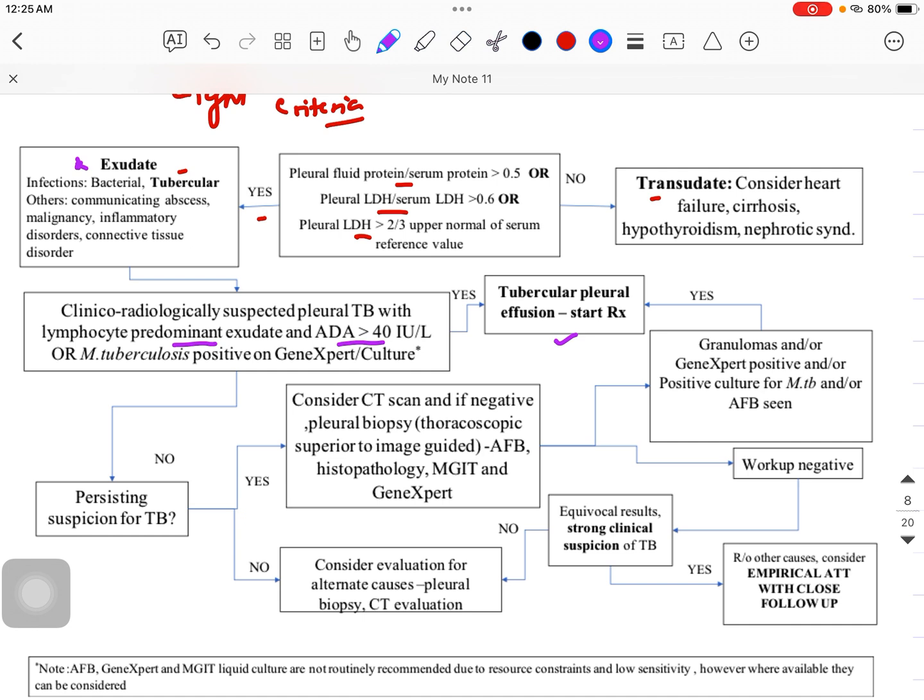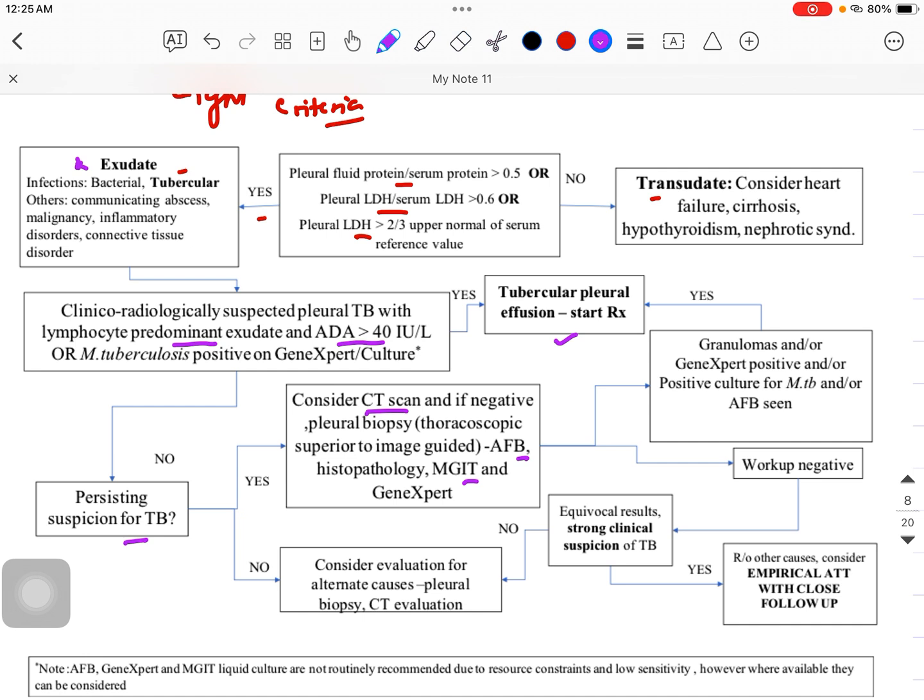So if it is tubercular pleural effusion, you can start with the ATT drugs, right? Let's say after doing the thoracentesis, you did not find the lymphocyte count high, or the ADA count is high, these both are low. Then in that case, still because you are suspecting clinically and radiologically that there is TB, but you are not getting confirmation from the labs, still there is a doubt for tuberculosis. So in that case we shall go for the CT scan and the biopsy, right? And after taking the biopsy, what are the samples which we need to send for? AFB, GeneXpert, histopath and the MGIT. So these are the samples.